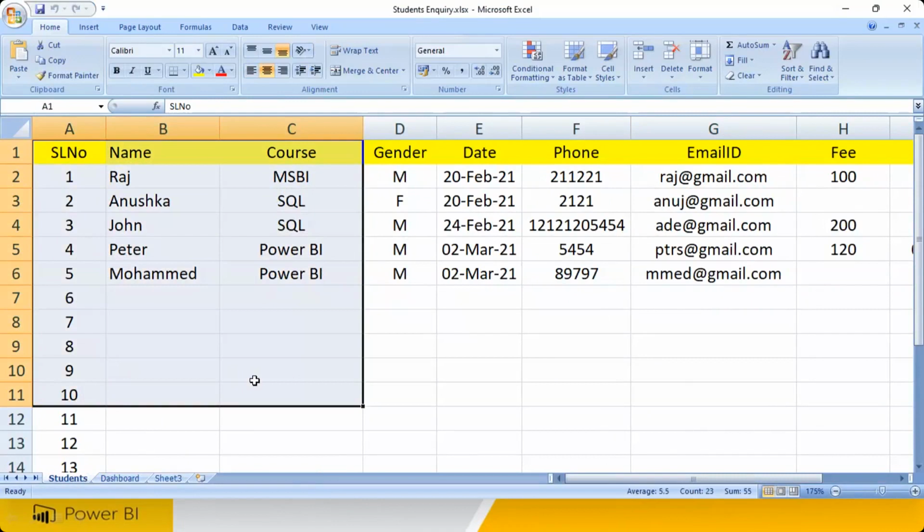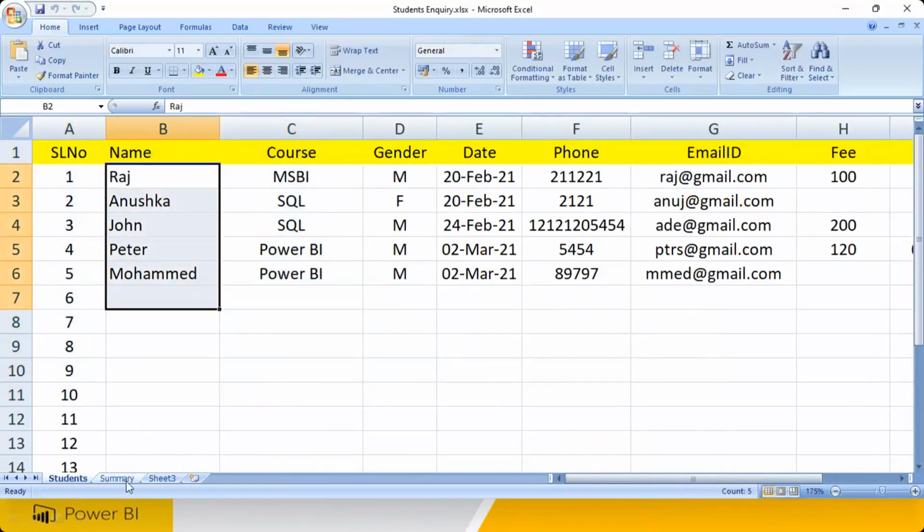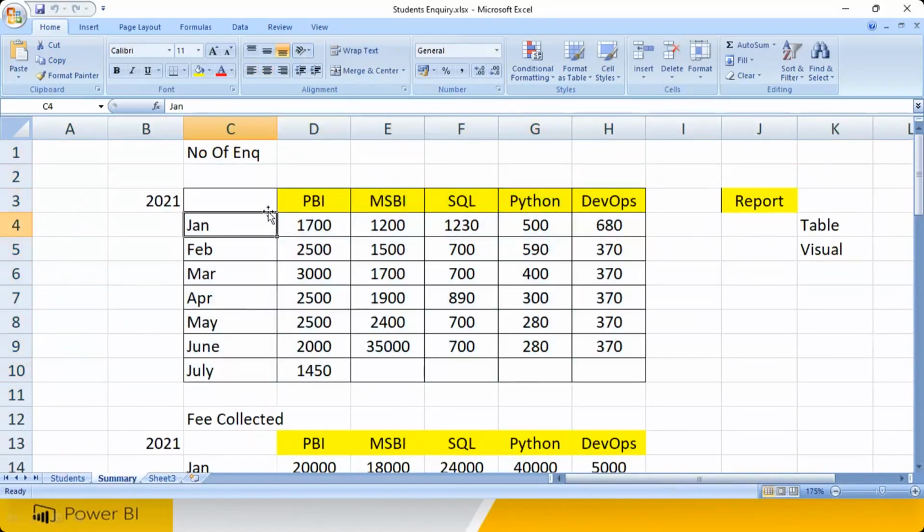But why am I storing the data? Because I would like to create some kind of reports. Now I create some summary once in a month. So what kind of a summary will I create? I will take this data manually. I create, in January month, Power BI.